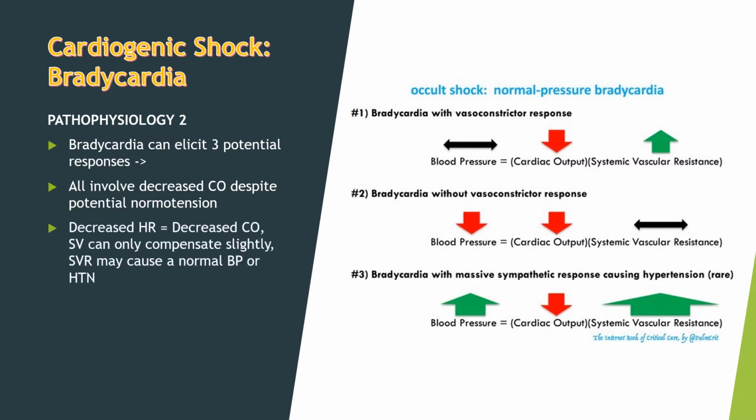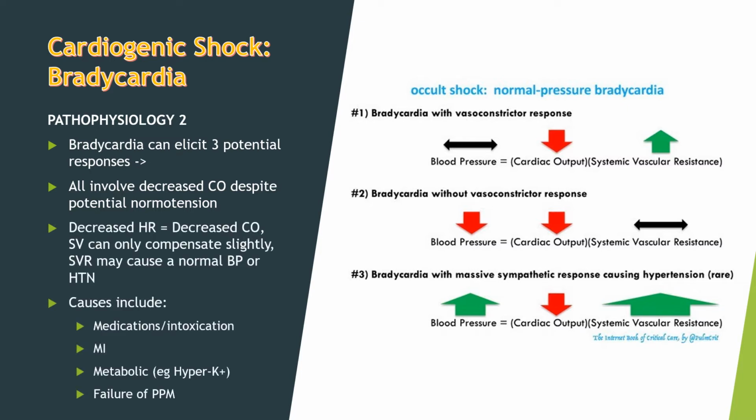So the causes of bradycardia include but aren't limited to medications such as beta blockers or calcium channel blockers, cholinergic medications, digoxin, propofol, and alpha blockers like prazosin. You can see bradycardias from an MI, especially if there's damage to the sinoatrial or atrioventricular nodes, or metabolic causes as well, like hyperkalemia or hypoglycemia or severe hypoxia, hypercapnia or acidemia. And also, you can see bradycardia in patients who have a failed permanent pacemaker.